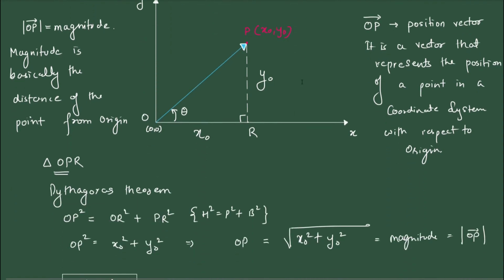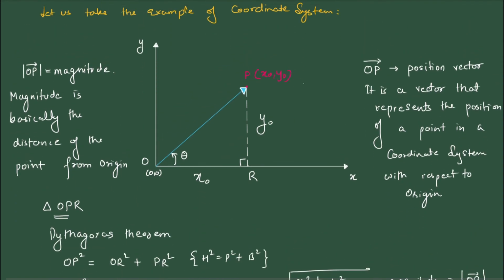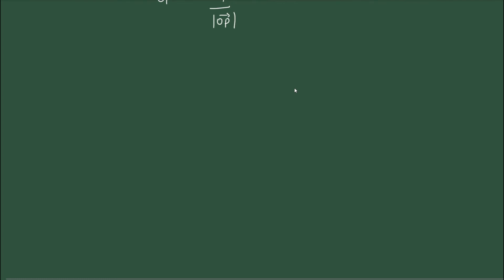By convention, we represent the x direction as plus i cap and the plus y direction as plus j cap. Now it is time to write the OP vector. As we know, the OP vector is a position vector that represents the point P with the coordinate x0 comma y0. So I'm writing the OP vector.